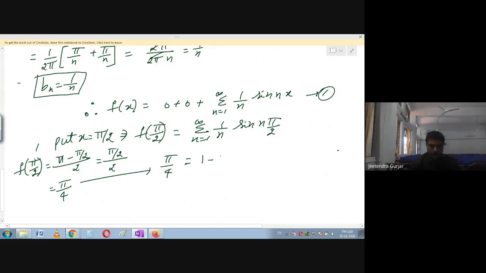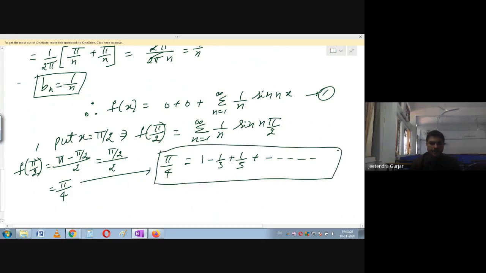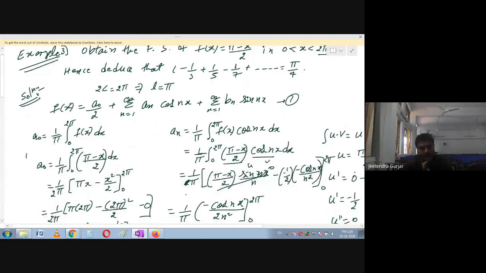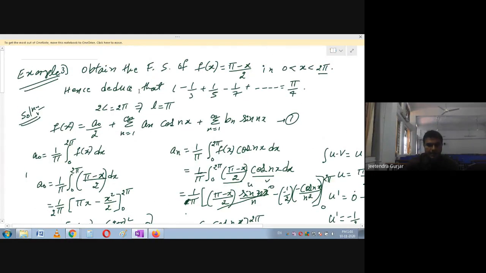If you put n is equal to 3, the sine value will become 1 and n is 3. Further if you simplify, for 4 it is 0. Then if you put 5, sine 5 pi by 2 will become 1. Therefore this will be 1 upon 5 and so on. Therefore we have deduced the value pi by 4 is equal to 1 minus 1 upon 3 plus 1 upon 5 minus 1 upon 7, and so on. So this is what we have calculated, example number 3.